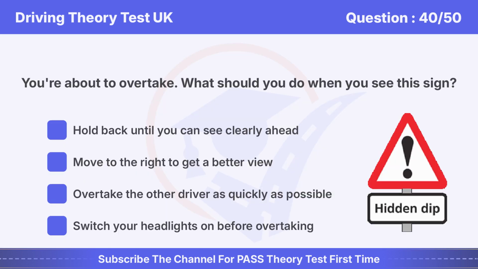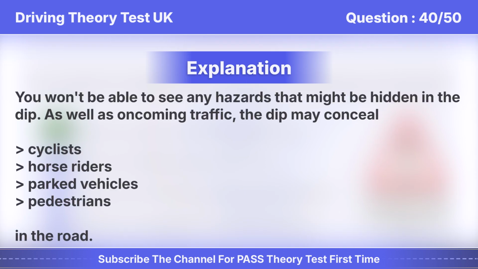Question 40. You're about to overtake. What should you do when you see this sign? Answer is A. Hold back until you can see clearly ahead. You won't be able to see any hazards that might be hidden in the dip. As well as oncoming traffic, the dip may conceal cyclists, horse riders, parked vehicles, pedestrians in the road.